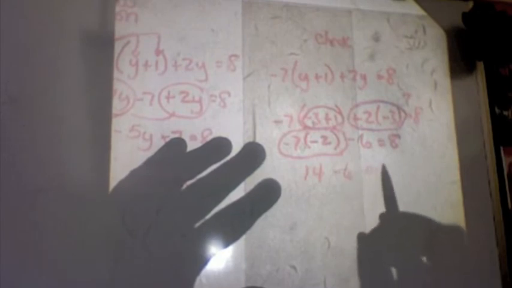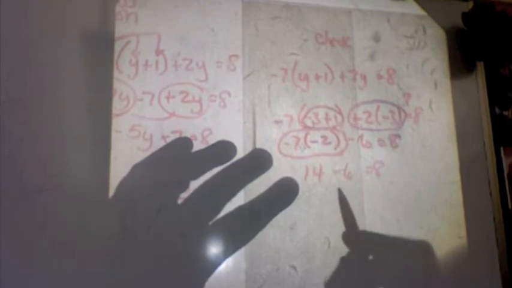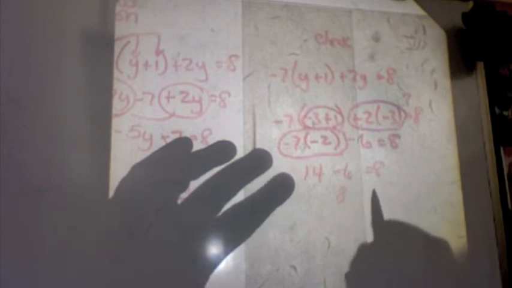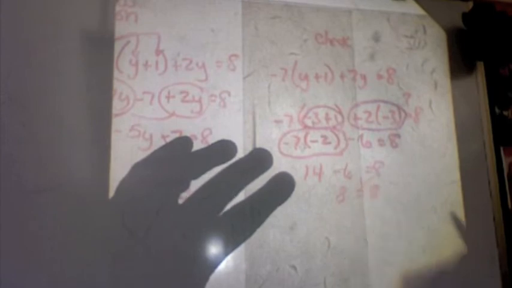Okay, what do I need to circle now? -7 times -2 is +14. Bring down the rest of the story. And 14 and -6, what is that? Wait, isn't it 14 minus 6? I mean, 14 minus 6 is 8, and 8 does equal 8.